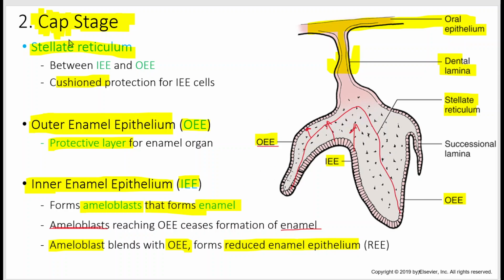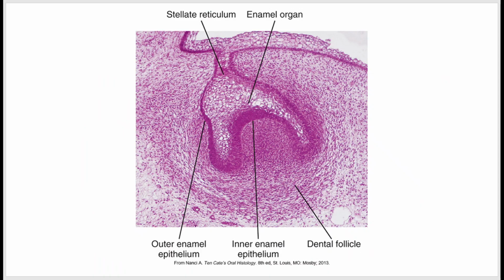So now we're in the cap stage. The next stage to it is what? The bell stage. Before we go, you can see this is just a picture to show you in real life, like how it actually looked.